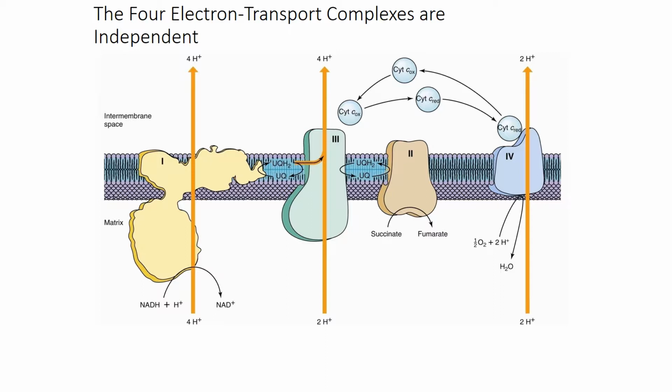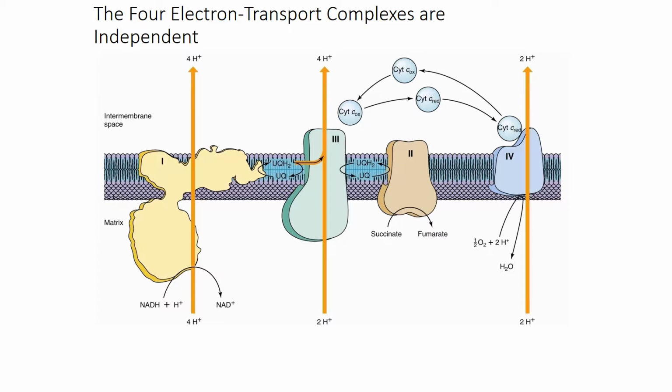If you take a close look at complex 2, you'll notice that it's actually an enzyme from the citric acid cycle, where we have succinate being converted to fumarate. Remember, the other enzymes for TCA are in the mitochondrial matrix.